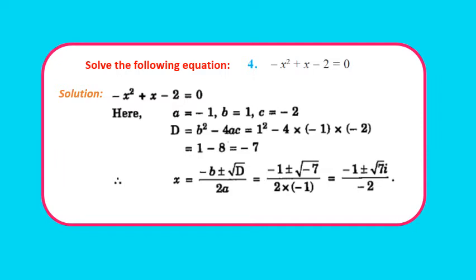So therefore x becomes minus b plus minus under root d upon 2a. So minus 1 plus minus under root minus 7 upon 2 into minus 1. So again writing under root minus 7 as under root 7 into under root minus 1, and replacing under root minus 1 by I, we get minus 1 plus minus under root 7 into I upon minus 2. Clear? So pause and note down the solution.